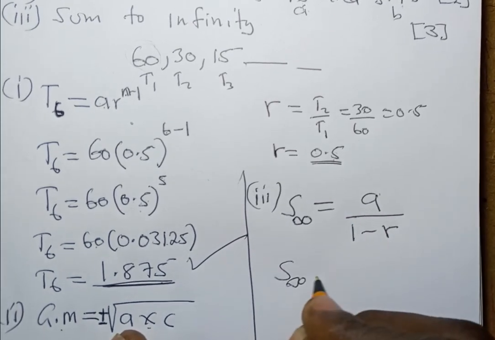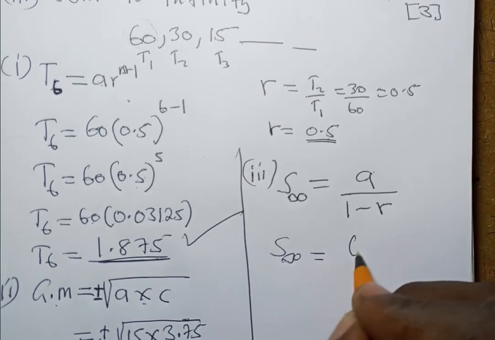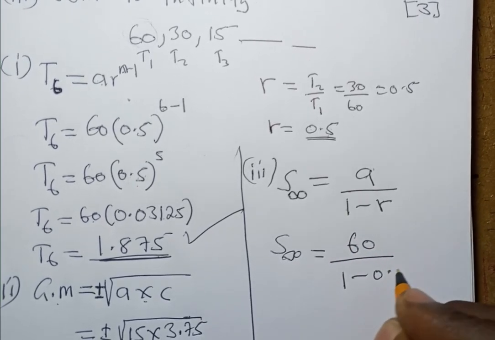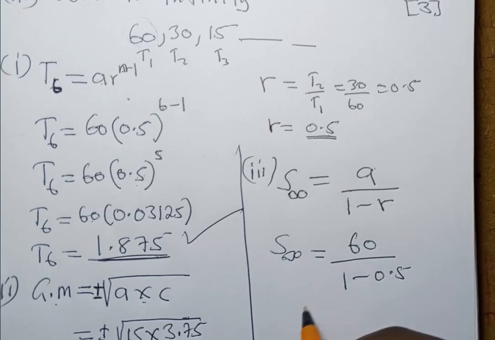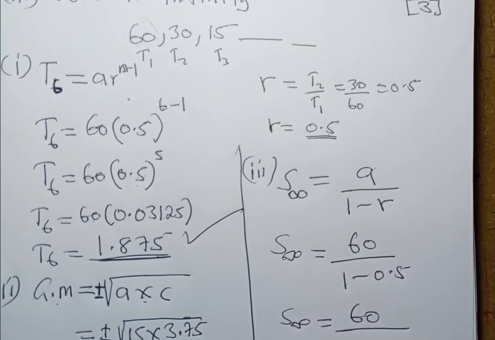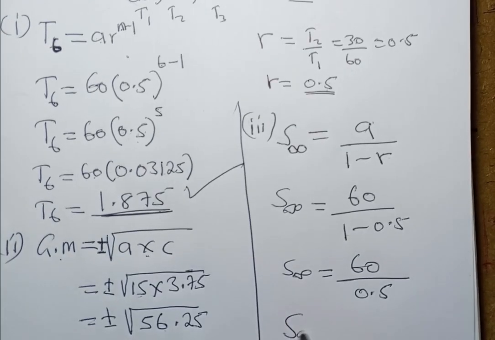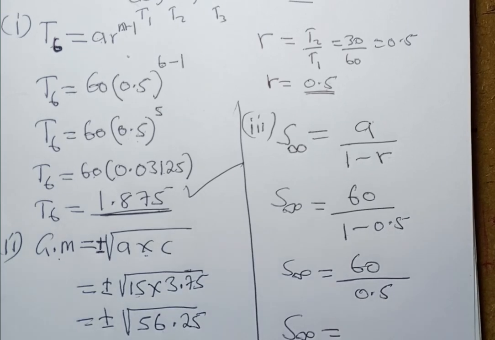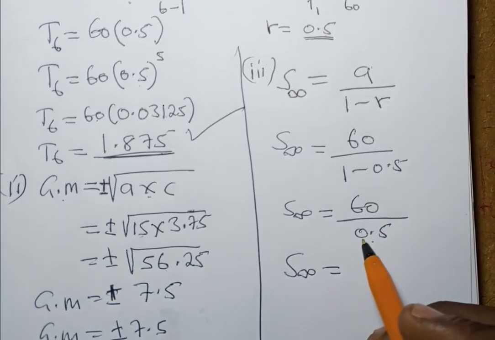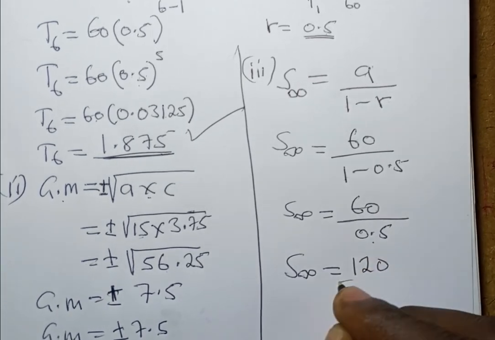These are marks you're supposed to get on the final exams. So what is our A? Our A is 60 over 1 minus R, and R is 0.5. So sum to infinity is equal to 60 over 1 minus 0.5, which is 0.5. Confirm, those having calculators. Sum to infinity is equal to 60 divided by 0.5. In short, any number divided by 0.5, which is half, you just double the number on top, which gives 120.